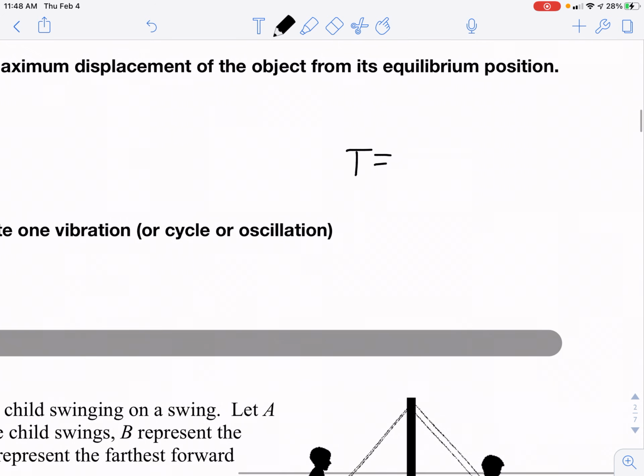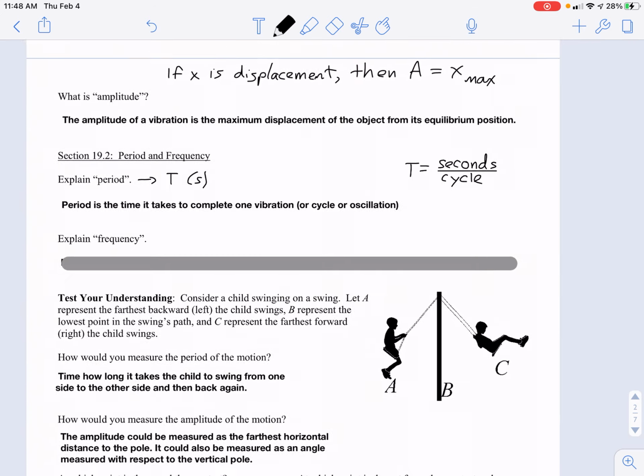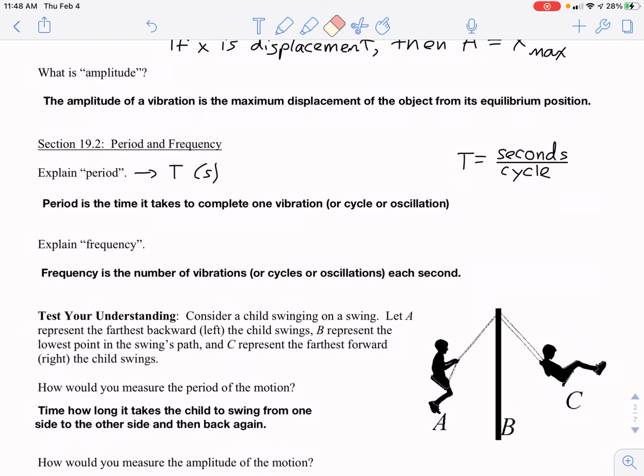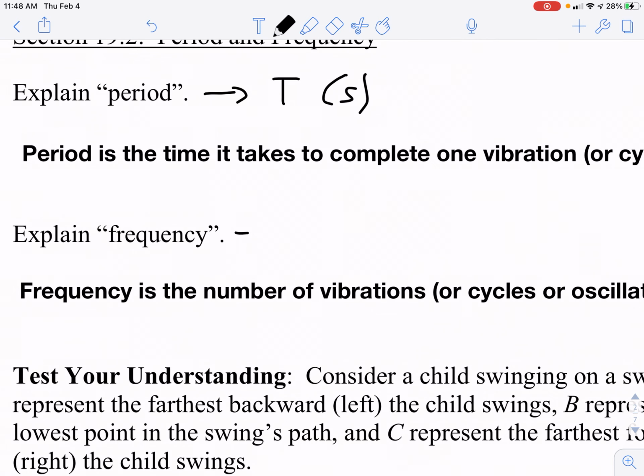The period is the number of seconds for each cycle or each vibration. Explain frequency. Frequency is the number of vibrations that occur each second. The variable for frequency is a lowercase f, and the unit is abbreviated Hz, which stands for hertz.